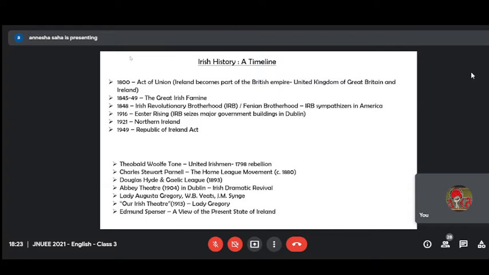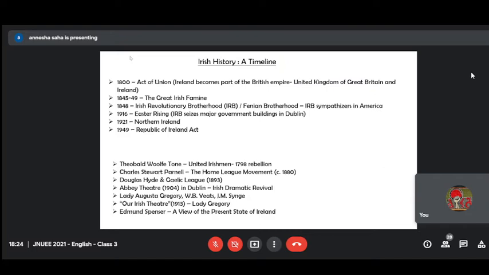And with the Abbey Theatre, we have three personalities who become really important. First, of course, is William Butler Yeats, and then Lady Augusta Gregory. And then there's someone called John Millington Synge. He's also a playwright. And these three people were, we could say, the founding fathers of the Abbey Theatre.